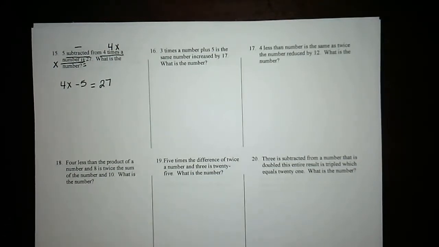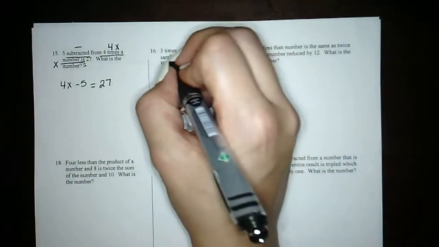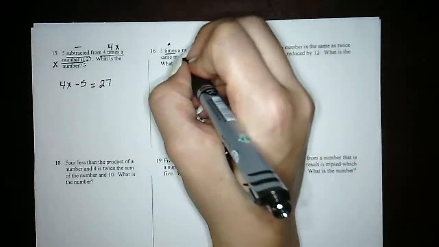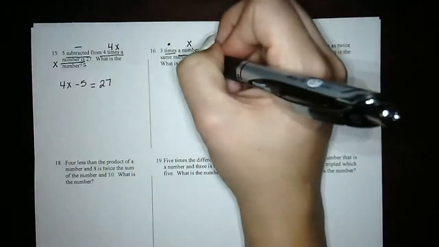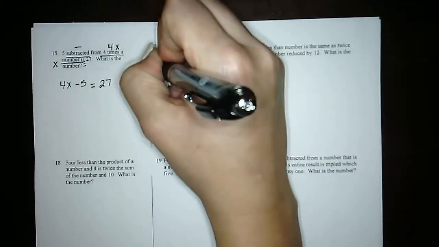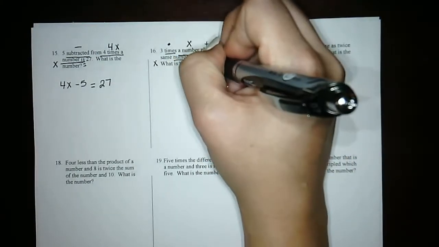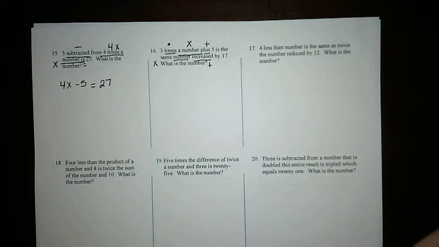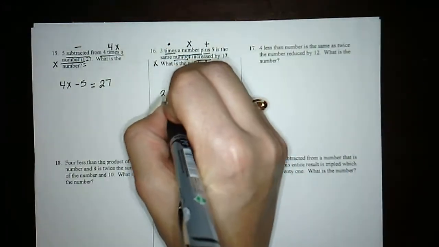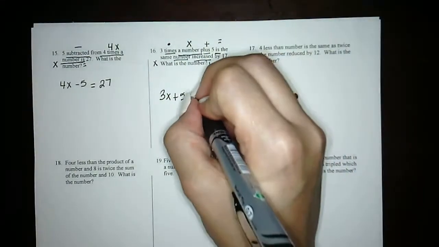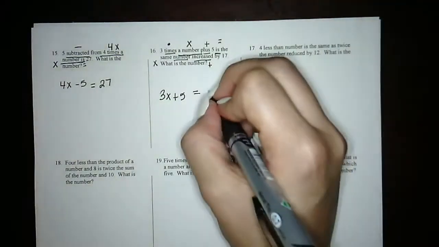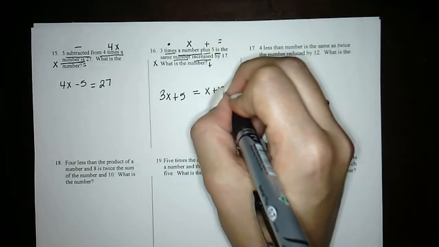Let's look at number 16. 3 times a number. So remember, times means multiply. We don't know what this number is, so we give it a variable. So 3 times a number plus 5 is the same number increased. So the same number, x, increase means to add by 17. What is the number? So 3 times a number, 3x plus 5 is, remember, is means equal, the same number increased by 17.